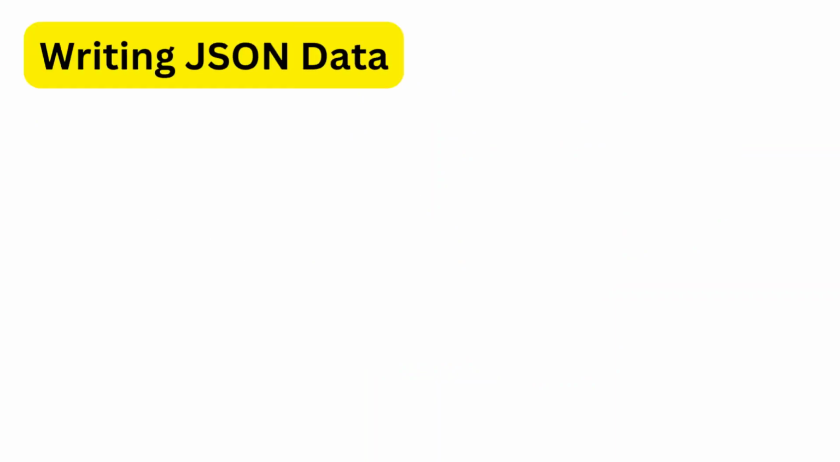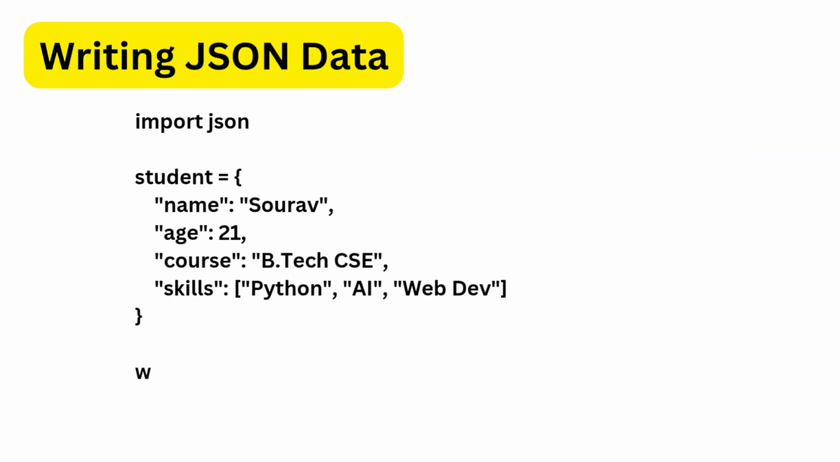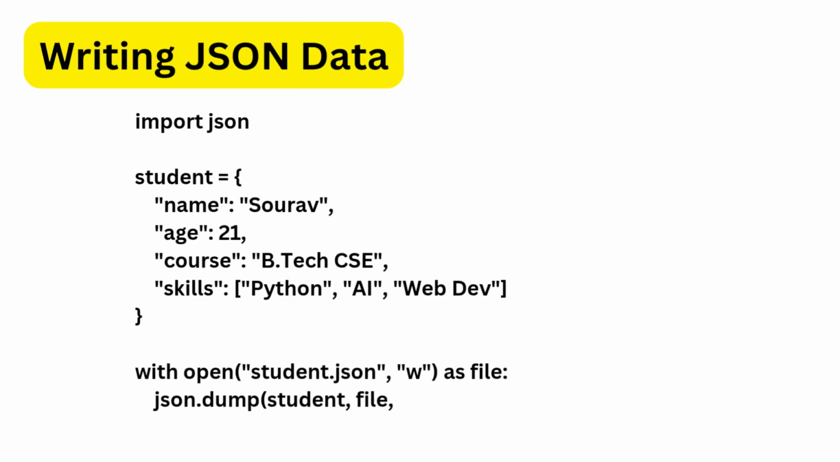Now let's create and save our own JSON file. Here is the example. Import json, student, and with open student.json, w is used for write, and json.dump(student, file, indent=4). Here json.dump writes the dictionary into a JSON file, and the indent equal to 4 makes it look nice and readable.